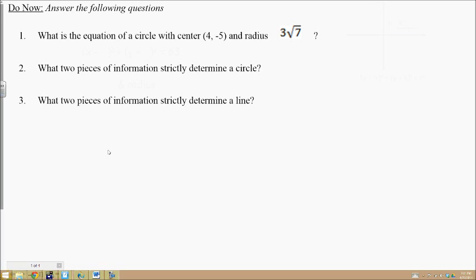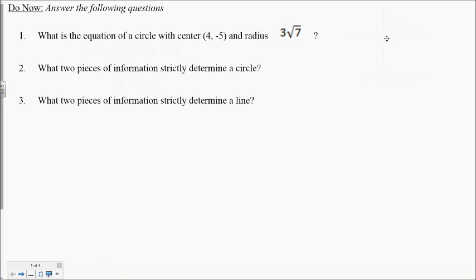Recall that if you want to write the equation of a circle, we have a standardized form for that. The standard form of the equation of a circle is given here. A circle that has center (h, k) and radius r is given by this equation. So if you're solving it in this case, the h and the k values come from this value of the center, and 3 rad 7 is my radius.